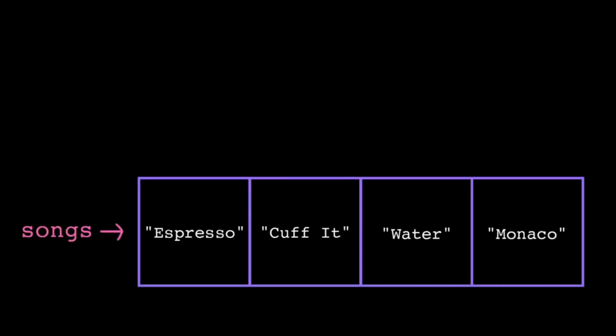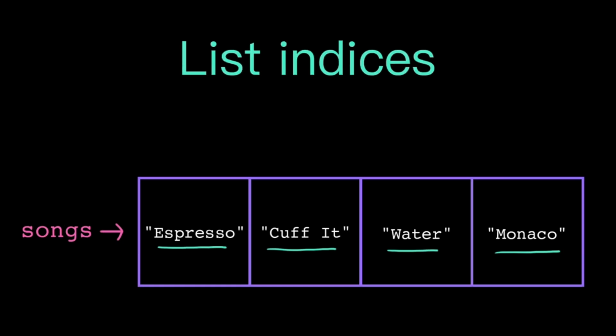Okay, we've organized the data into a nice container, but what if I want to access the individual songs? Remember when I said the order is relevant? We refer to the individual elements based on their position in the list. This is the first element, the second element, the third element, and the fourth or last element. But in computer land, instead of starting our count at 1, we start counting at 0. We call these positions list indices. So the element espresso is at index 0, this is at index 1, index 2, and index 3.